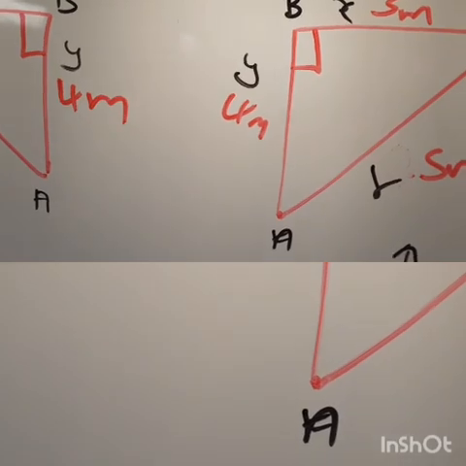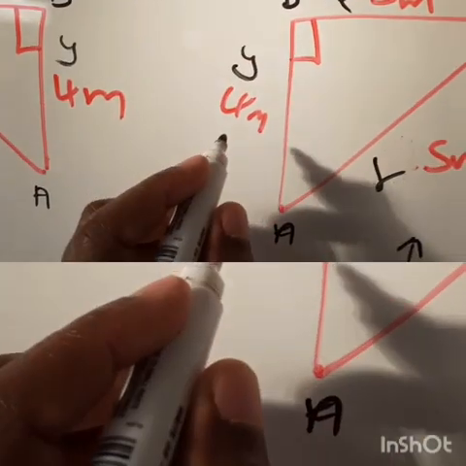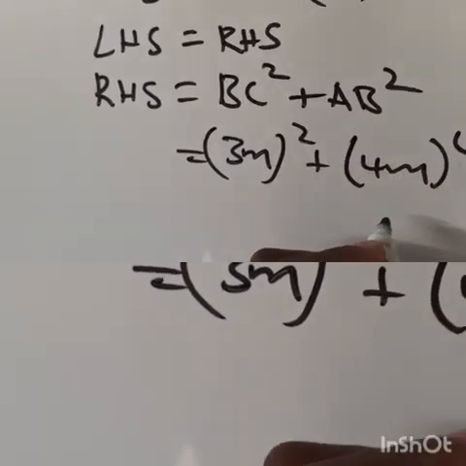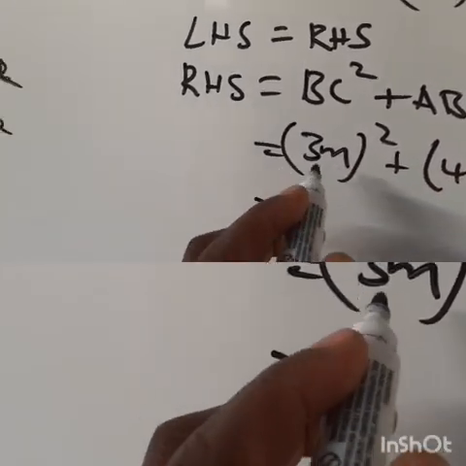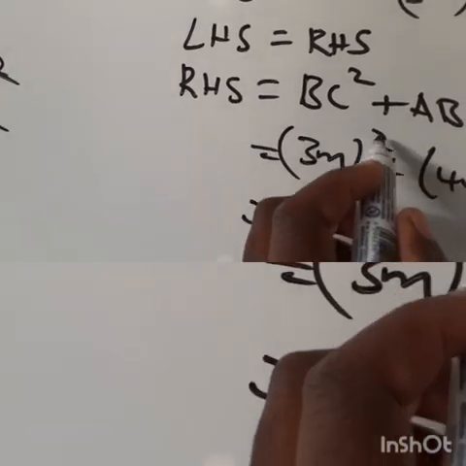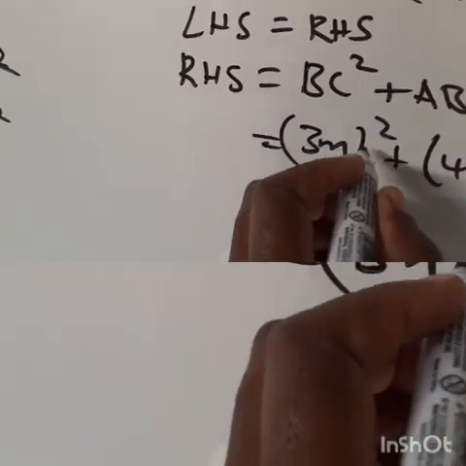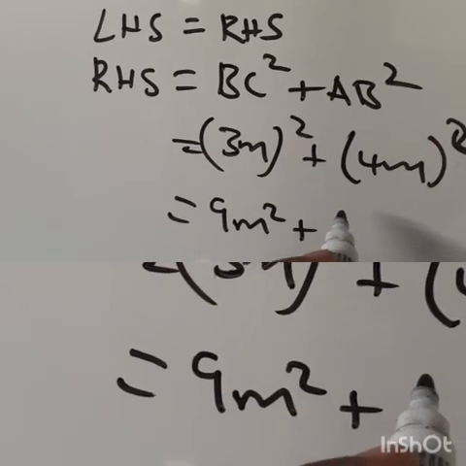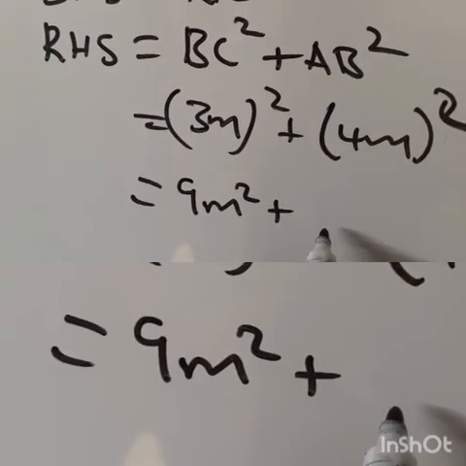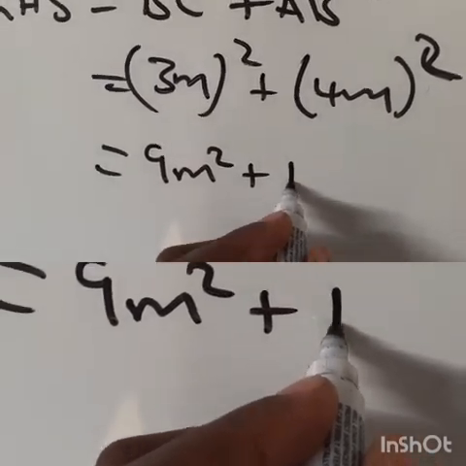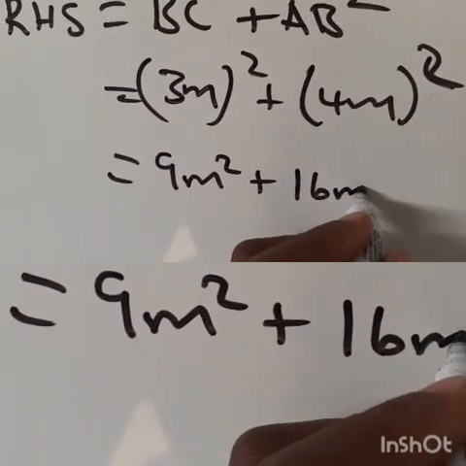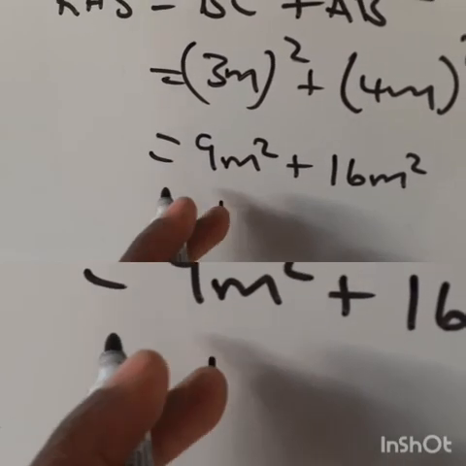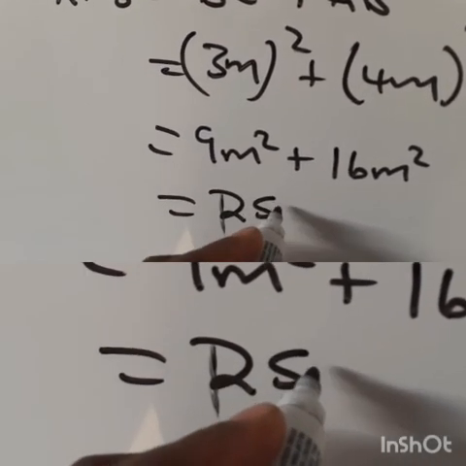Okay, and then we have the line AB. The line AB is represented by 4 meters. Then I have my 4 meters, then I'm squaring. Okay, then I'm solving this. 3 squared would be 9 m squared, plus 4 squared would actually be 16 m squared. Then 9 plus 16 gives me 25 m squared.